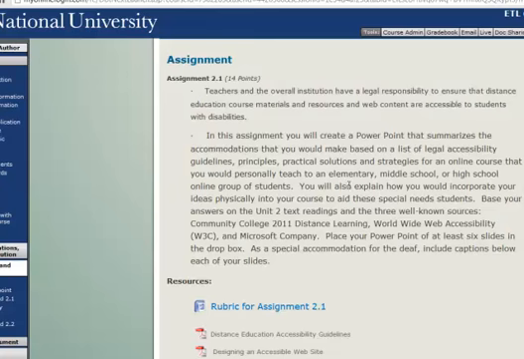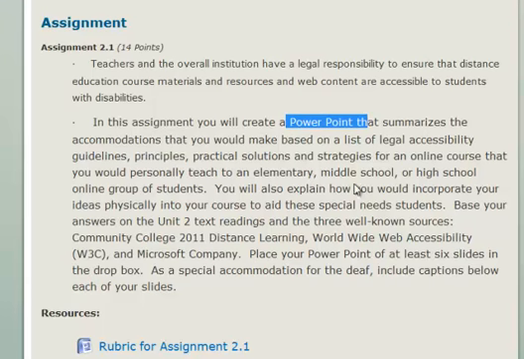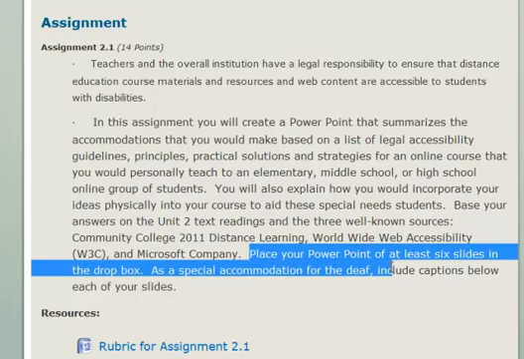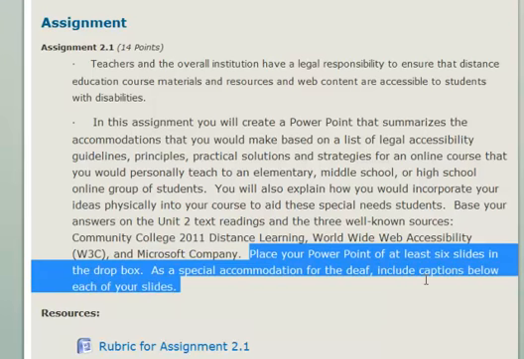And so the students will, as I said, create a PowerPoint, place the PowerPoint of at least 6 slides in the Dropbox, and as a special accommodation for the deaf, include captions below each of their slides so they get used to actually captioning their video clips that they send to their students.